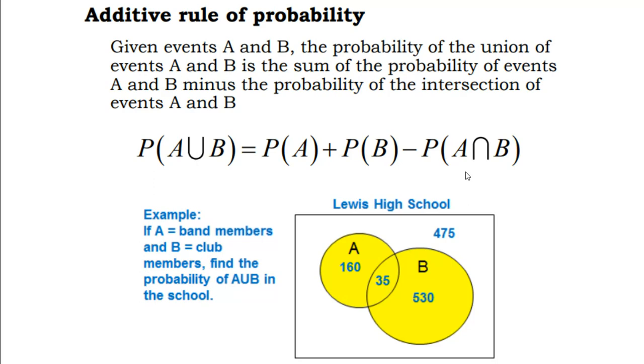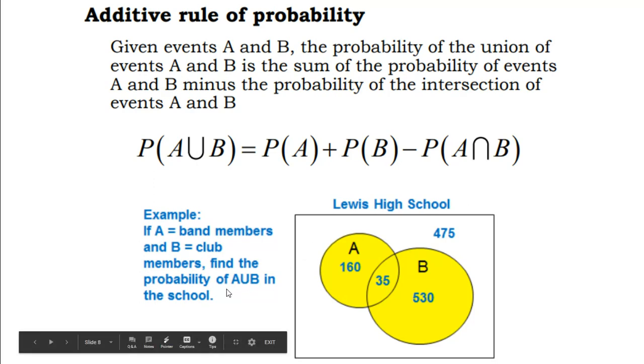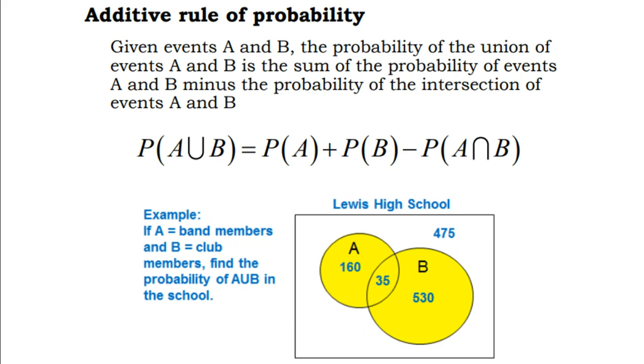Okay. So if I wanted to find A union B of this school, I would have to take this probability 160 plus 35 plus 530 minus that 35. But do y'all see that? If I'm doing the probability of A, that includes that 35, and then I do the probability of B, that also includes that 35, so I'm counting the 35 twice. Is the 35 twice inside of the diagram? No, it's not. So we can't do that. You just have to be careful about that.